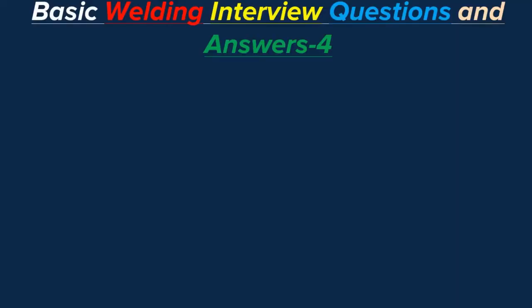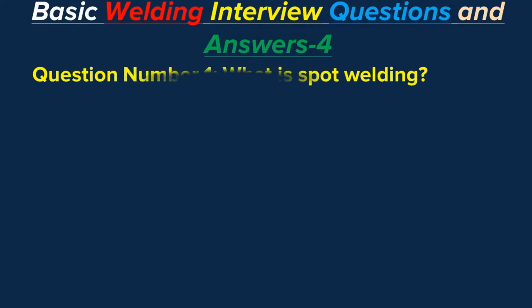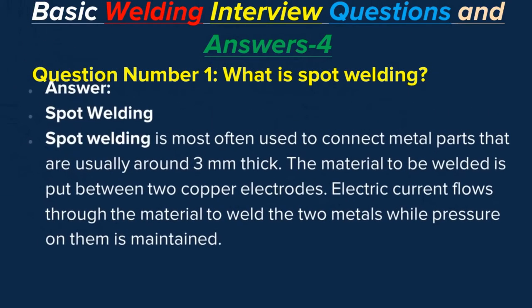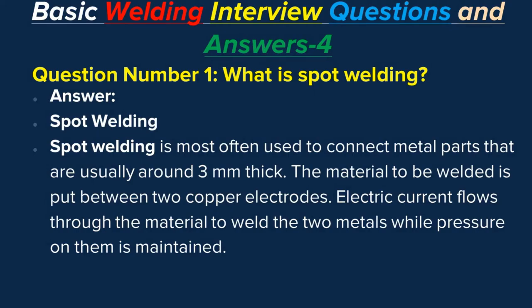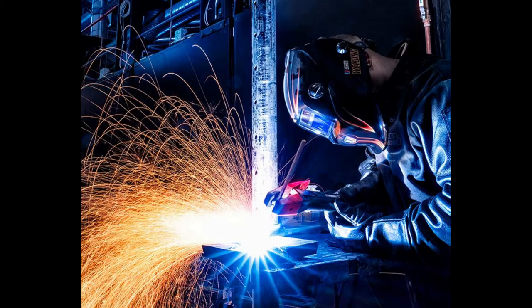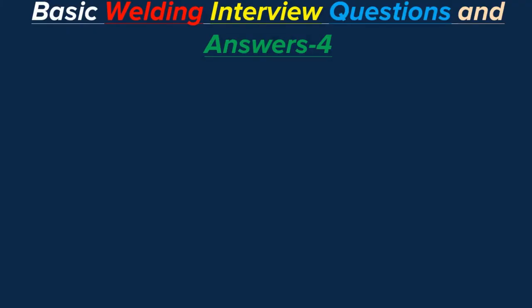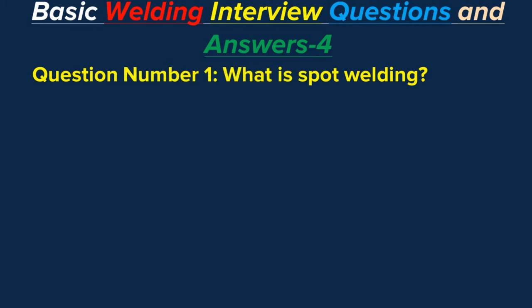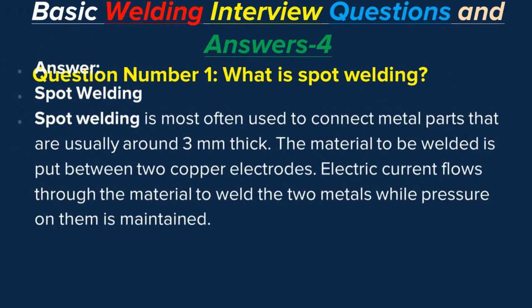Question number 1. What is spot welding? Answer. Spot welding is most often used to connect metal parts that are usually around 3 mm thick. The material to be welded is put between two copper electrodes. Electric current flows through the material to weld the two metals while pressure on them is maintained.